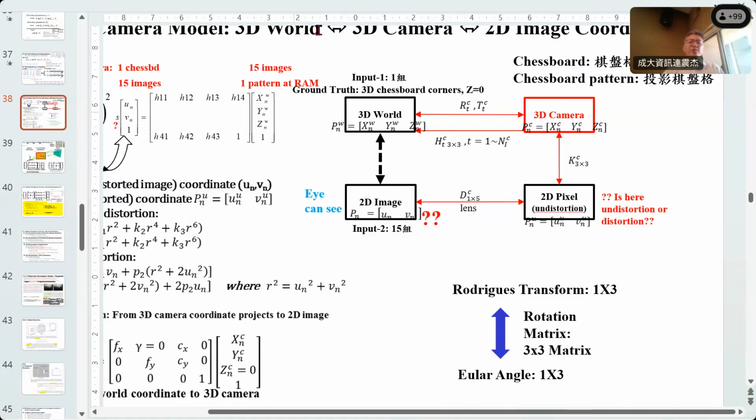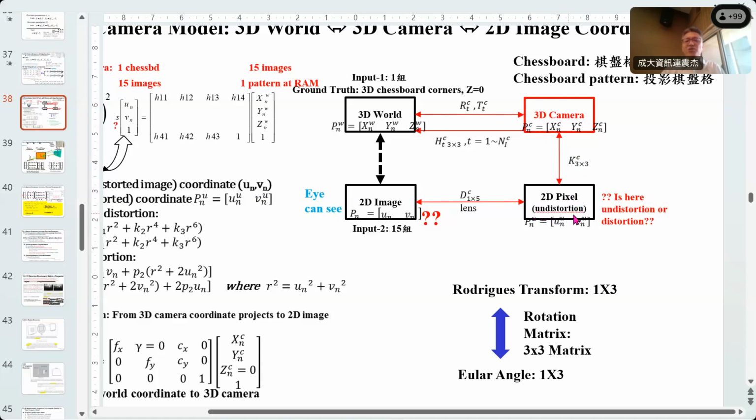So in reality we can see it here. We only know this one. What's the relationship between 3D and 2D? In 3D you have a rotation and translation. You need to transfer to the 3D camera coordinates. Then based on here, you need to find the intrinsic parameters in order to project to 2D, this image.